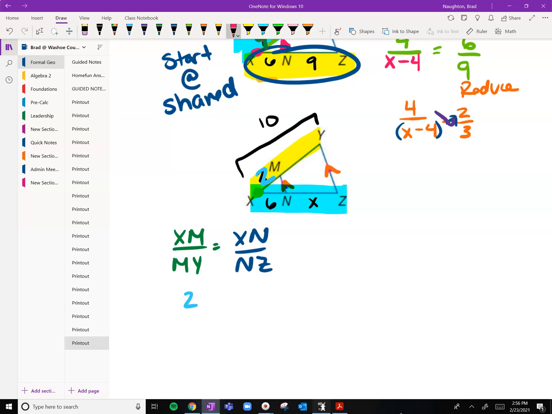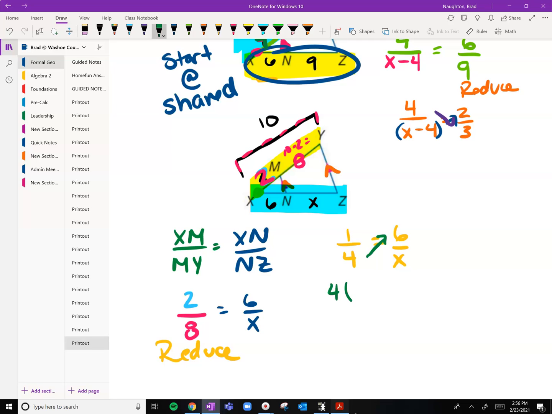And a little bit different here, if this whole thing here is 10, and this part is 2, then 10 minus 2 means that that's going to be 8. So 2 is to 8, as 6 is to X. Just like we did in the previous example, we're going to reduce this fraction. So we're going to get 1 over 4 is equal to 6 over X. Cross multiply. 6 times 4 is going to give me 24. And then X times 1 is going to be X. So X is 24.